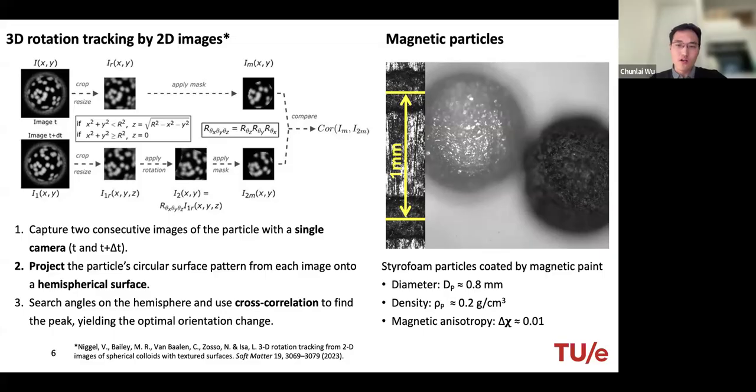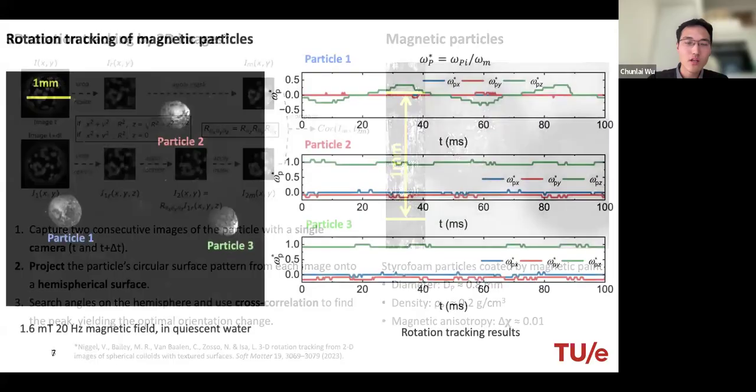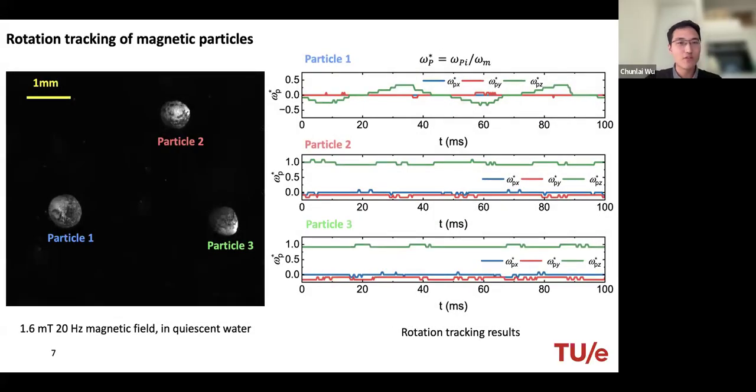Those particles are around 800 microns in diameter, and they are all 80% lighter than water. And they all have anisotropic magnetism, which comes from the non-uniform magnetic painting and also their shape imperfections. But it is exactly this magnetic anisotropy that allows those particles to follow the rotation of the external rotating magnetic field. So then we have to test if this tracking algorithm works well on our particles.